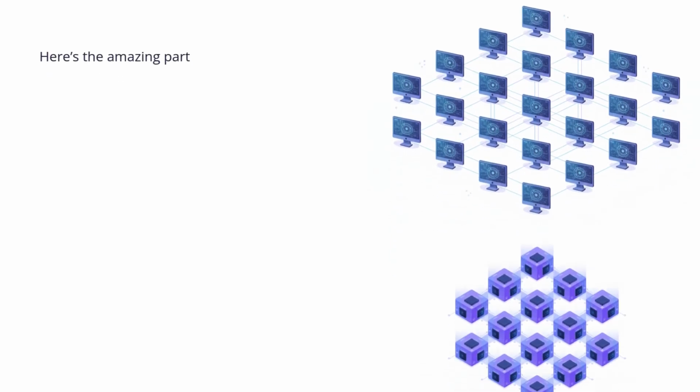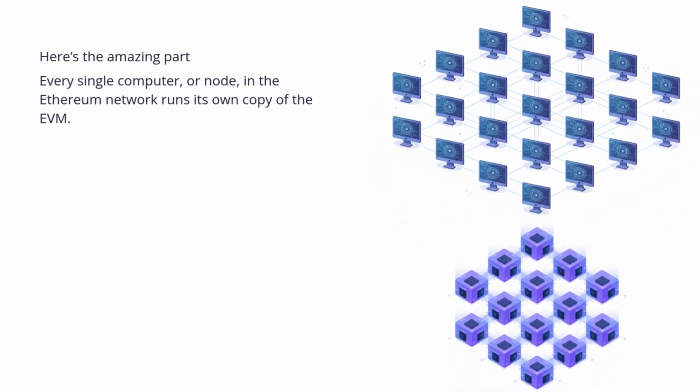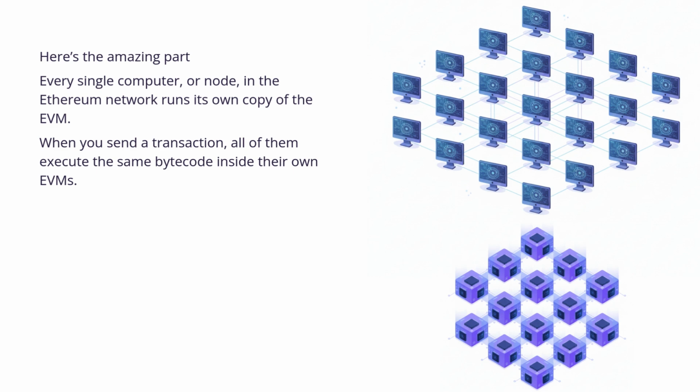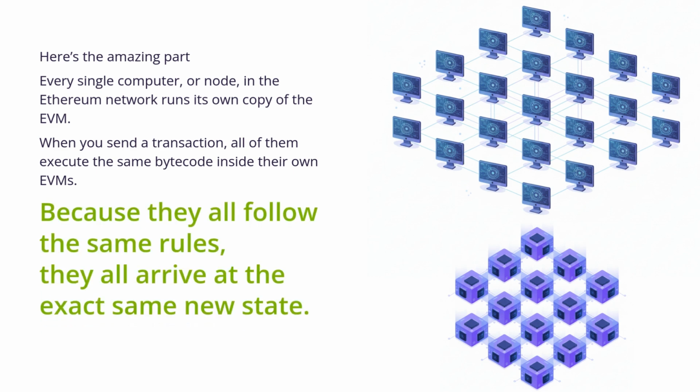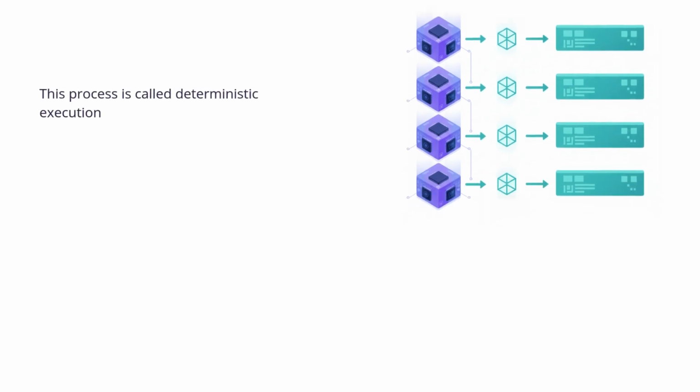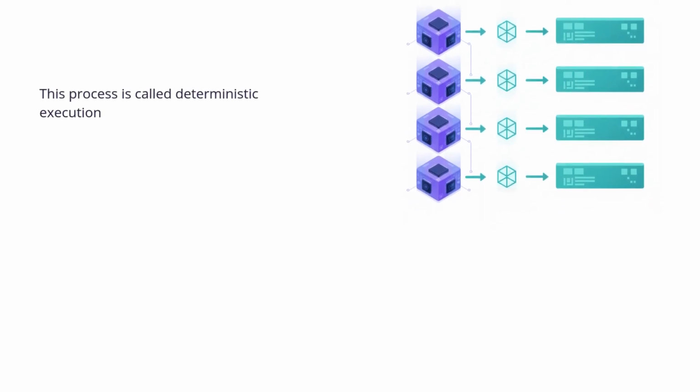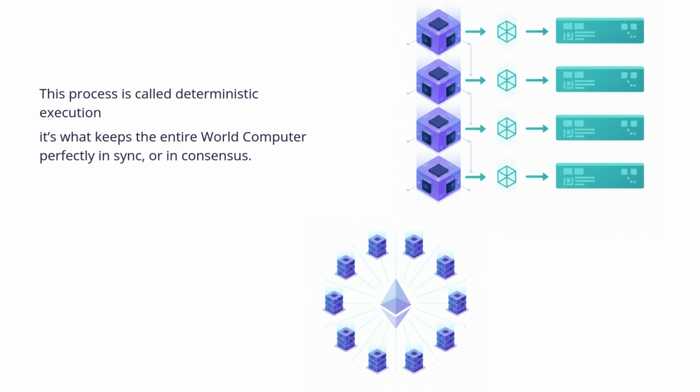Here is the amazing part. Every single computer, or node, in the Ethereum network runs its own copy of the EVM. When you send a transaction, all of them execute the same bytecode inside their own EVMs. Because they all follow the same rules, they all arrive at the exact same new state. This process is called deterministic execution. It is what keeps the entire world computer perfectly in sync, or in consensus.